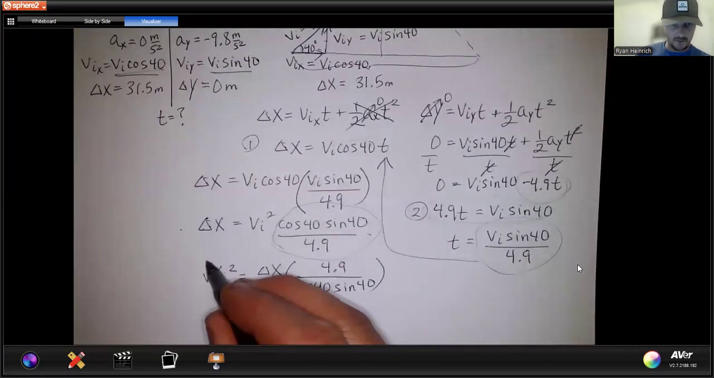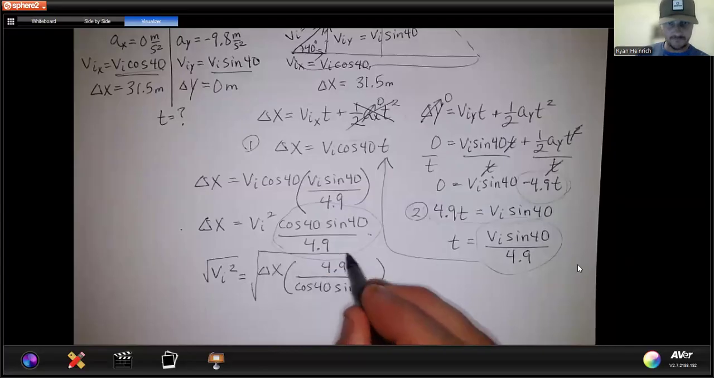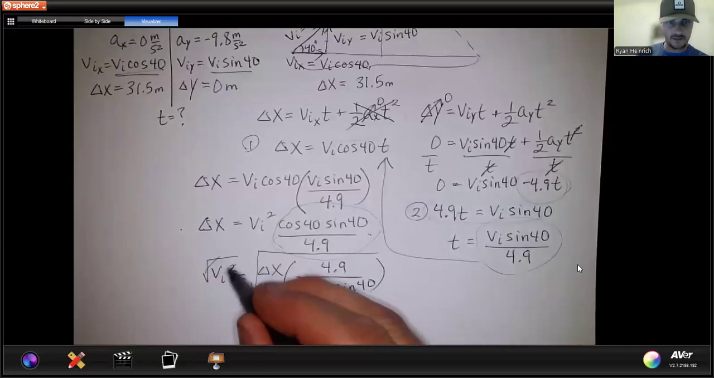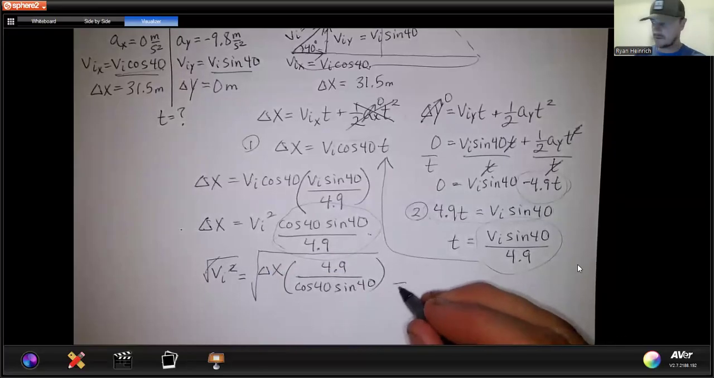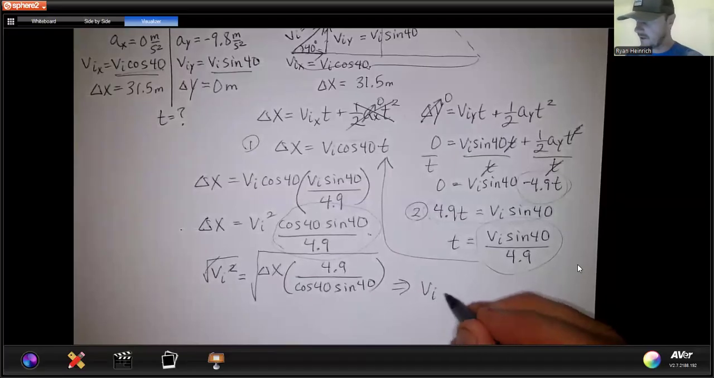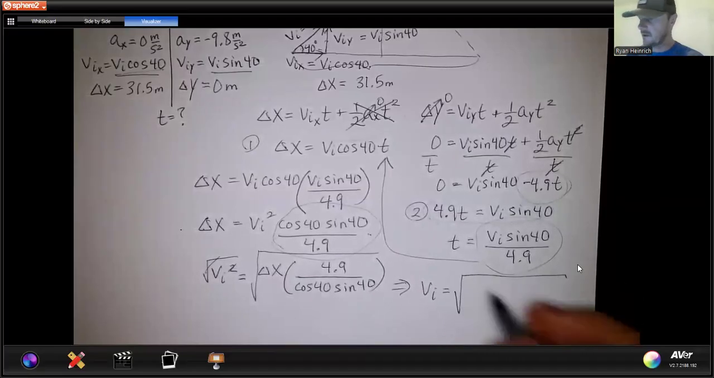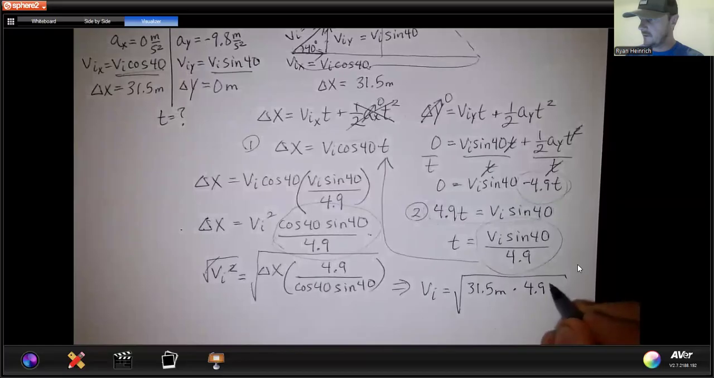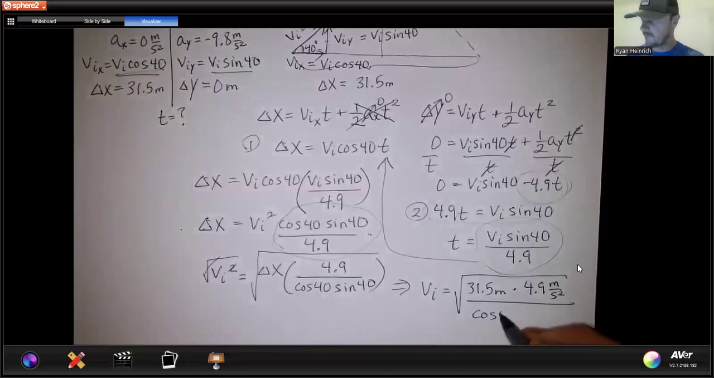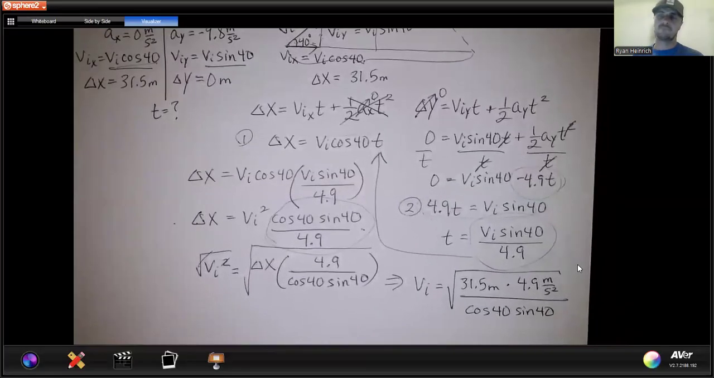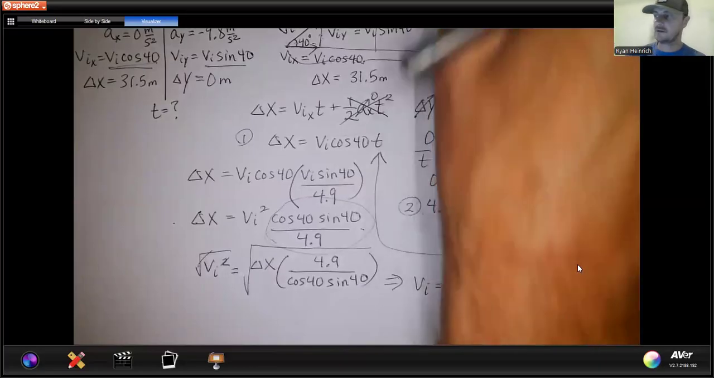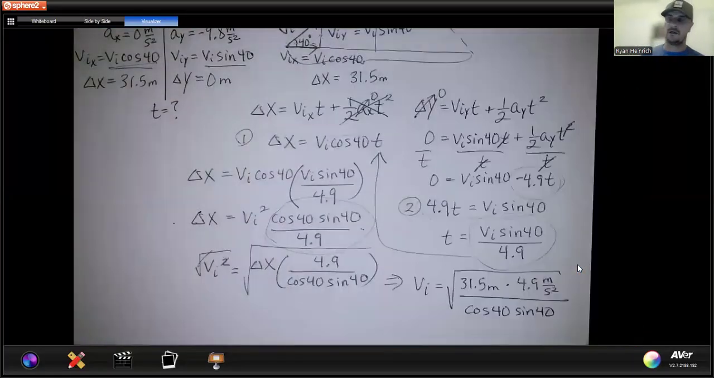Notice I'm going to take the square root of both sides in order to isolate VI, and I will get the following expression: VI equals, and let's plug in numbers now. My delta x is 31.5 meters times 4.9 meters per second squared, all over cosine of 40 times the sine of 40. And there you go. We're going to plug in all that stuff to the calculator right now and get an answer.